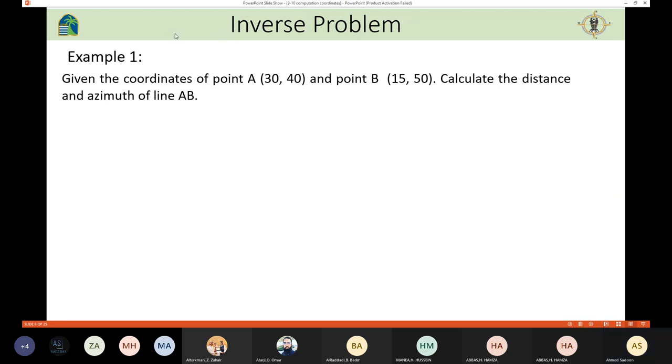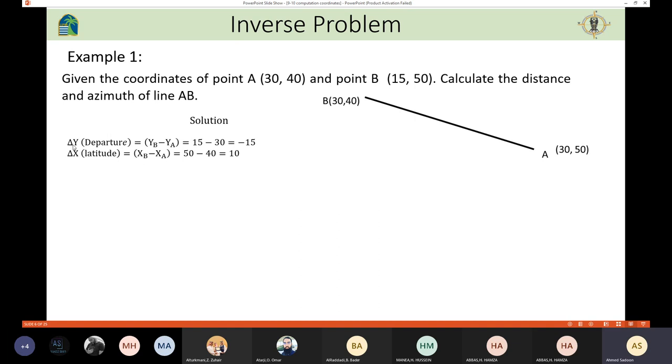In example one, you will be given the coordinate of point A and the coordinate of point B. It's required to calculate the distance between the two points and also the azimuth of the line AB. First, you can draw the location of point A and point B, knowing the coordinates. That is going to help you roughly know whether your answer is correct or not. Because if you draw it like that, you know that the line is going to be located in the fourth quadrant. So this step is going to help you know whether your answer is correct or not.